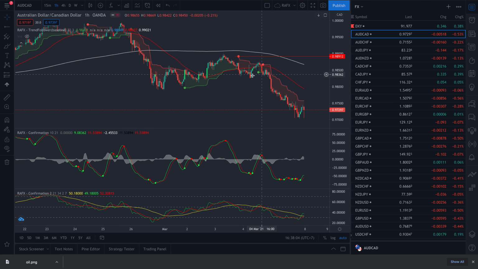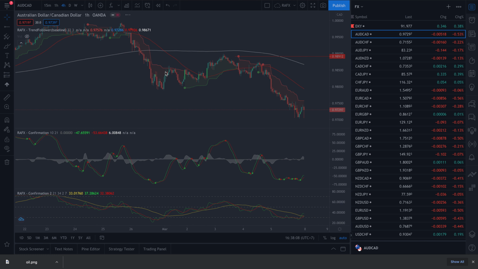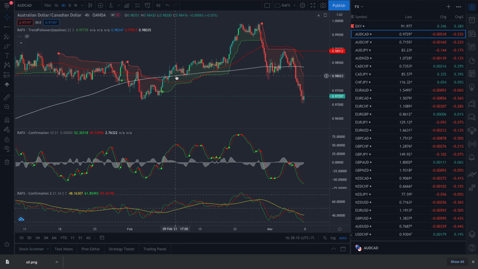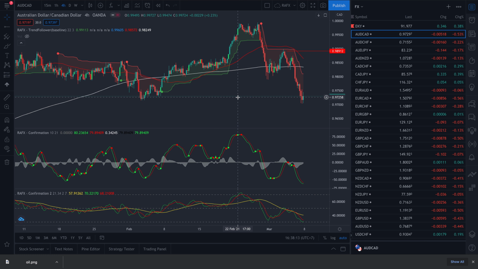So once I have, for example, a long opportunity, I go back to the 4 hour time frame and find my stop loss here. Usually I put my stop below the buy or long indicator, if I found one. And then I also use the 4 hour time frame to exit.